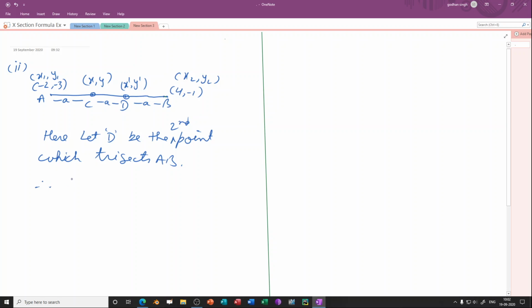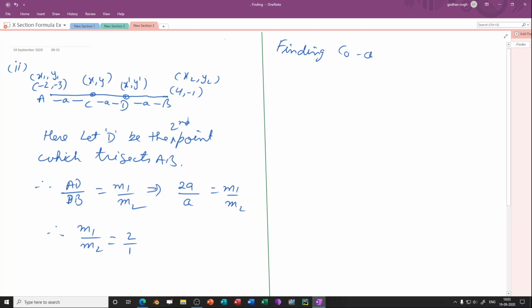Therefore, what we are having from the figure, AD over DB will be equal to m1 by m2. So this implies, if we see the figure, what is AD? That is sum of AC and CD, that is a plus a. So 2a over DB is a equal to m1 by m2, and therefore we can say that m1 by m2 is equal to 2 by 1. Now simply we'll find the coordinates of point D by using section formula.